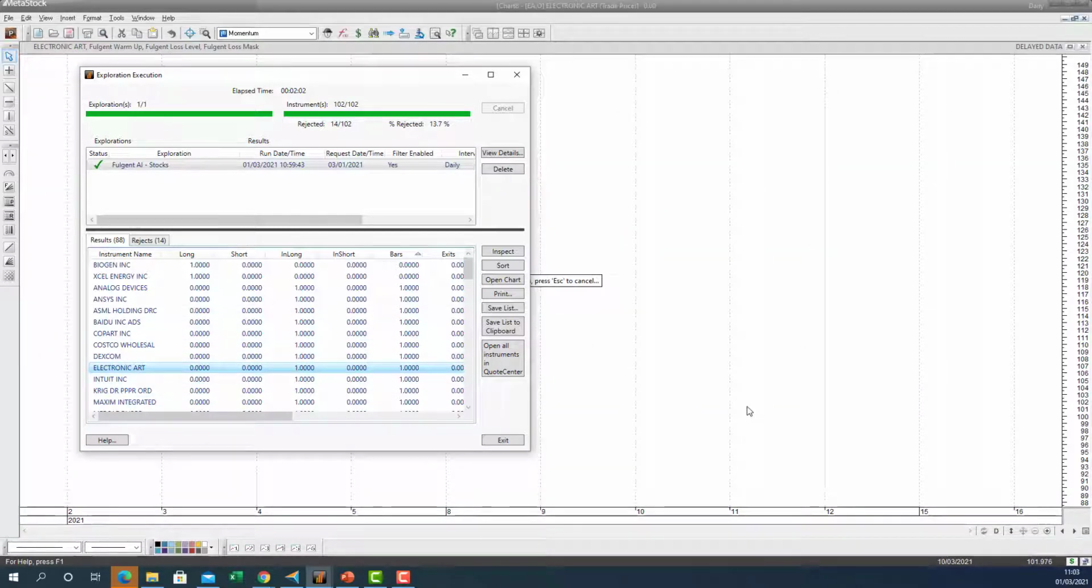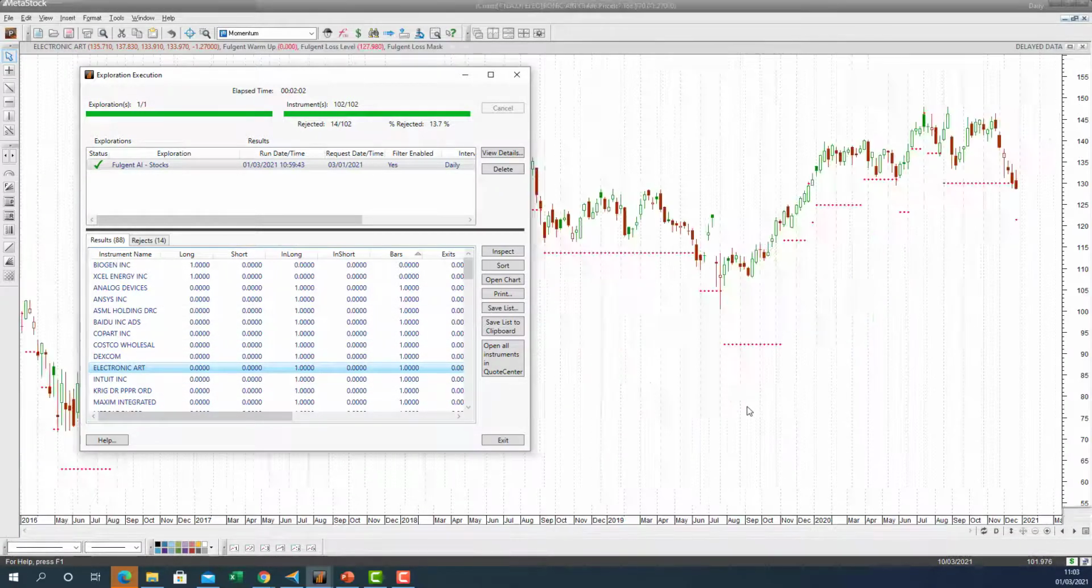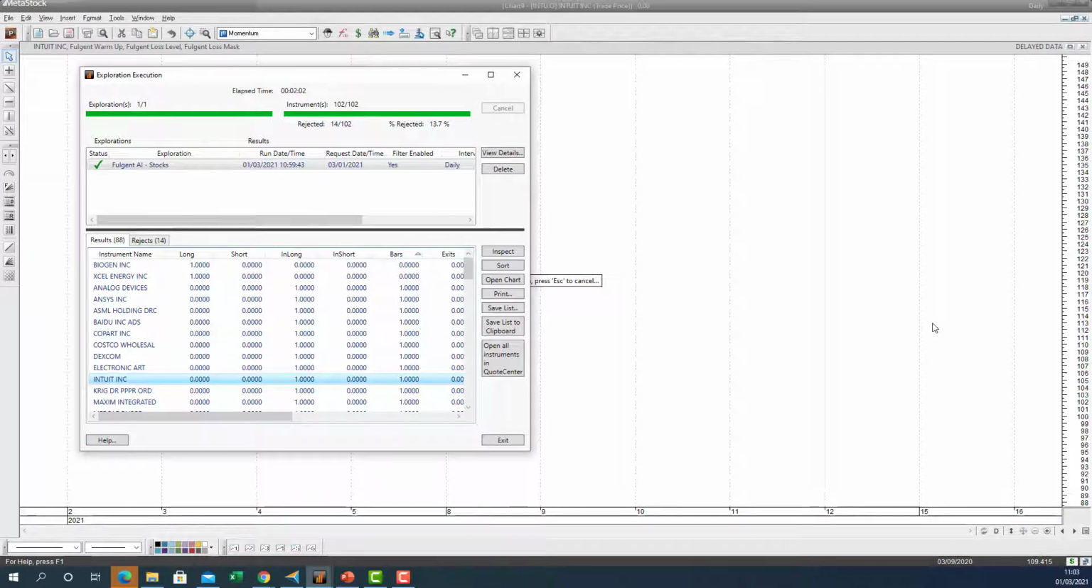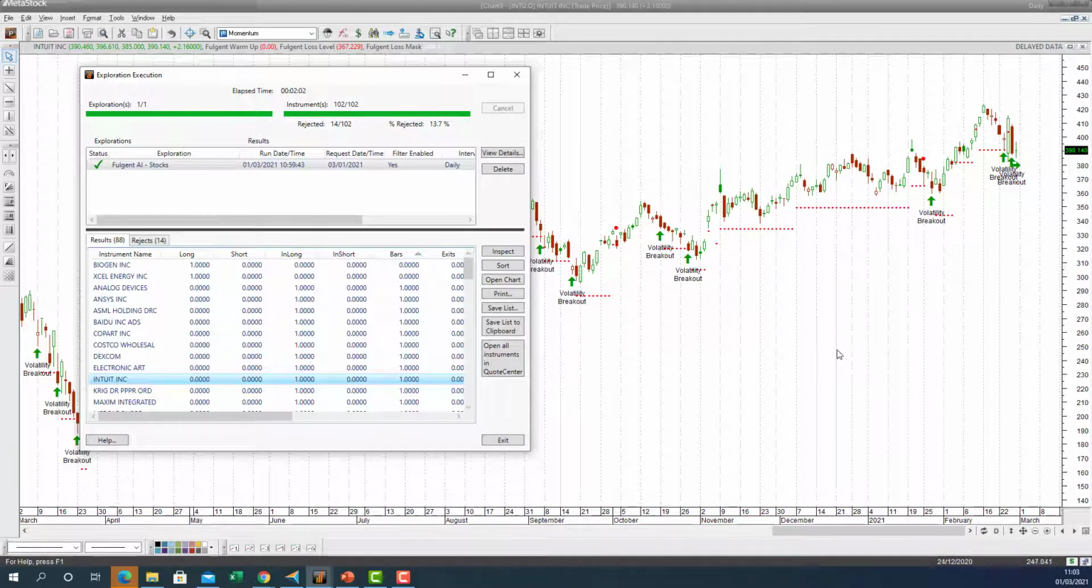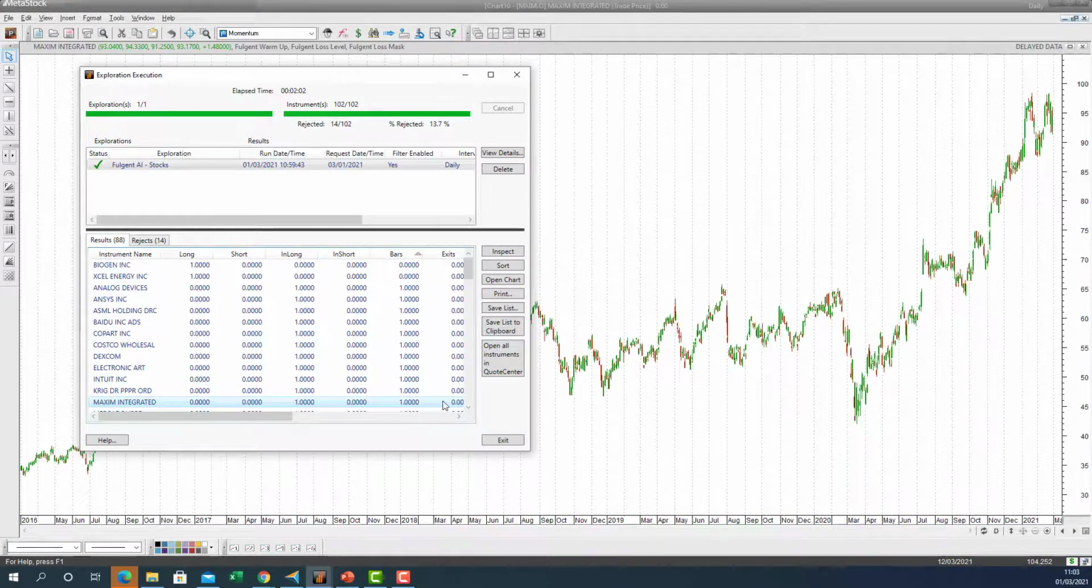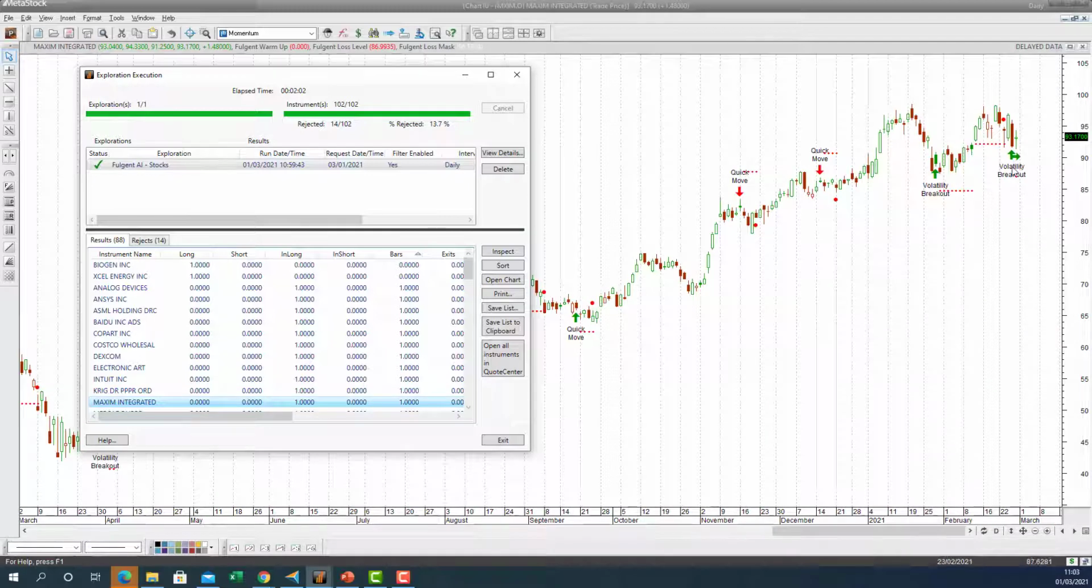Electronic Arts, volatility breakout there. Will be interesting to see if it's going to have a follow through. Here is the stop loss, 126.27, automatic stop loss in there. Intuit, nice step approach. Just keep buying the pullbacks here. Volatility breakout gave you a buy at 390, and it's going to be interesting to see if we get a follow through on that one. Maxim Integrated, also one bar into the trade, also a volatility breakout there.